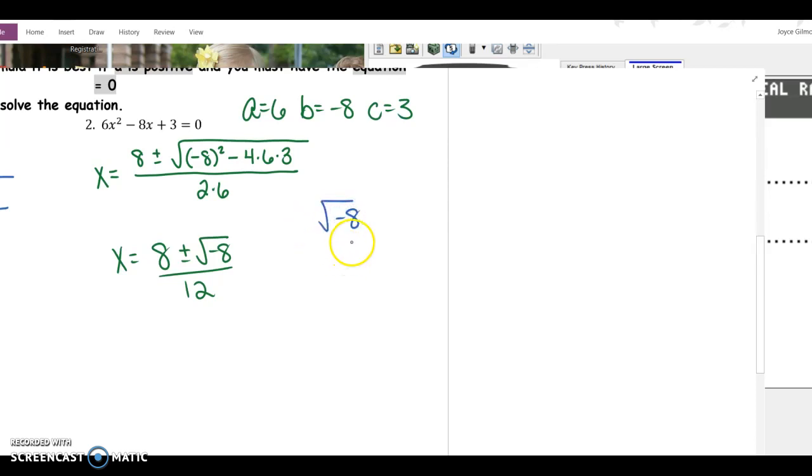Simplify the square root of negative 8. Well, there's definitely a square root of negative 1 in there. How do we break up 8 using perfect squares? Square root of 4, square root of 2. The square root of negative 1 is i. The square root of 4 is 2.